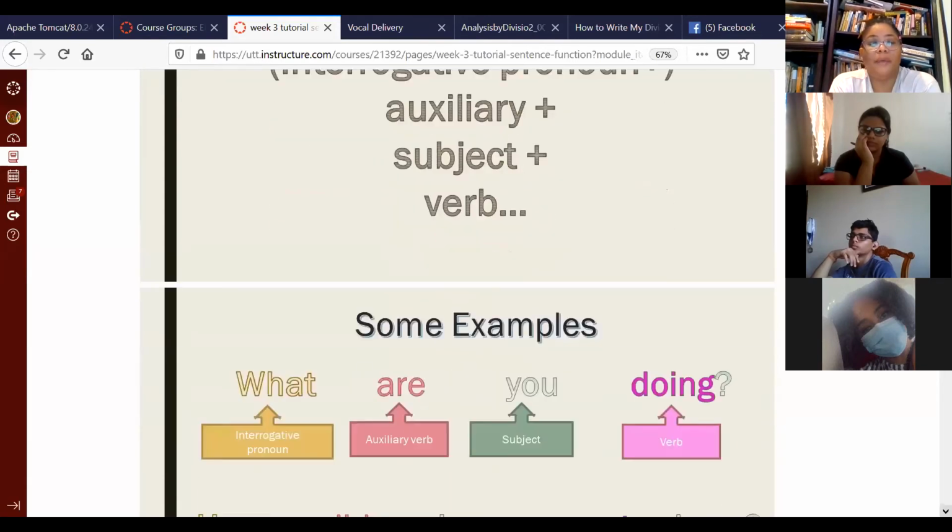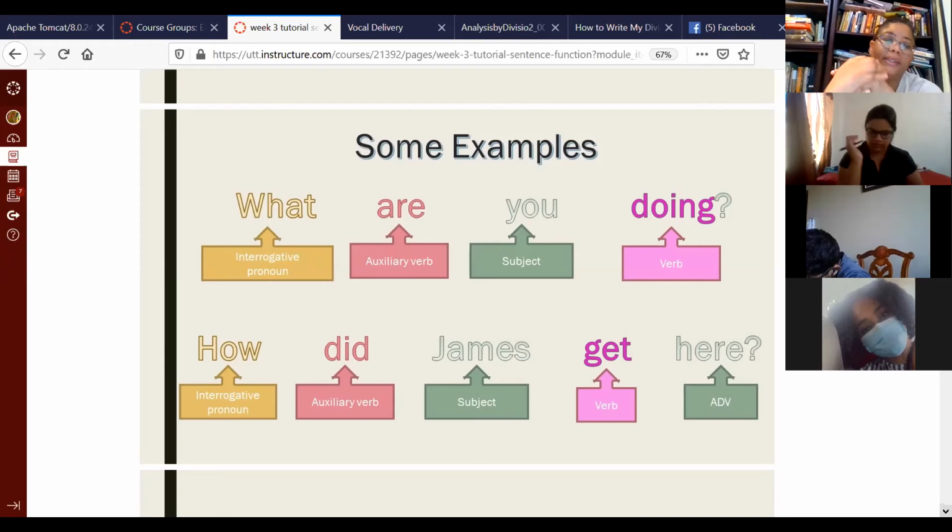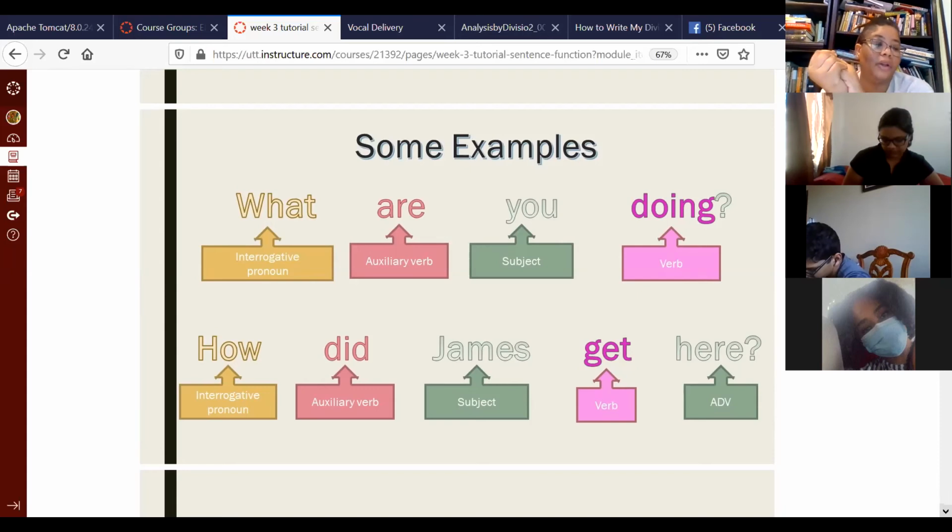Let's look at some examples, right? So we have the interrogative pronoun here, what, auxiliary verb, are, subject, you, main verb, doing. The other example, interrogative pronoun, how, auxiliary verb, did, subject, James, main verb, get, and I actually have an adverbial here.